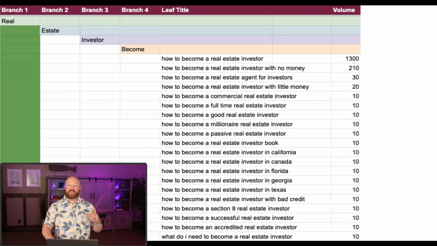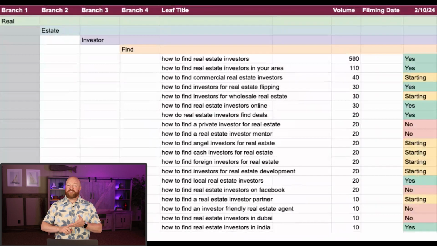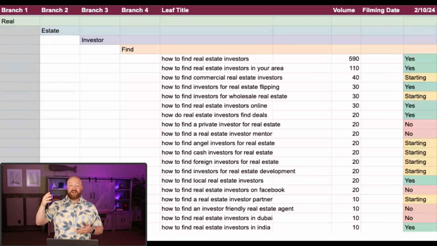So we took a look to see where her rankings currently were. If you look at the right, on February 10th, you see a lot of yeses, starting, and some no's. A yes means she ranks at the top of YouTube. She's in the top 3. A starting means she's somewhere in the top 20, but you have to scroll down to find her. And a no means, even if you scroll down, she doesn't show up.